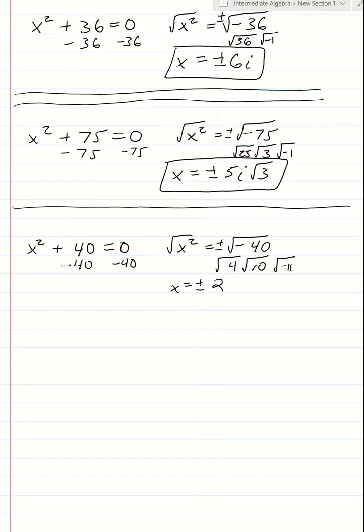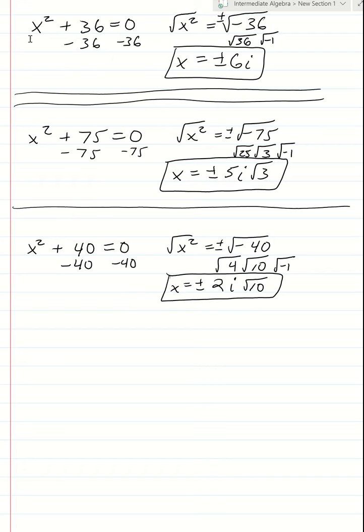The square root of negative 1 is i, that imaginary unit. Square root of 10, there's nothing that can be done, so we leave it alone. So our two solutions would be a positive 2i square root of 10 and a negative 2i square root of 10. And in all these problems, once again, we were able to use the square root method.